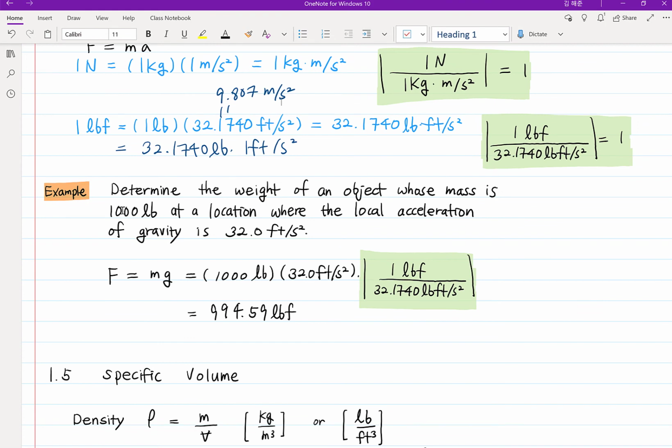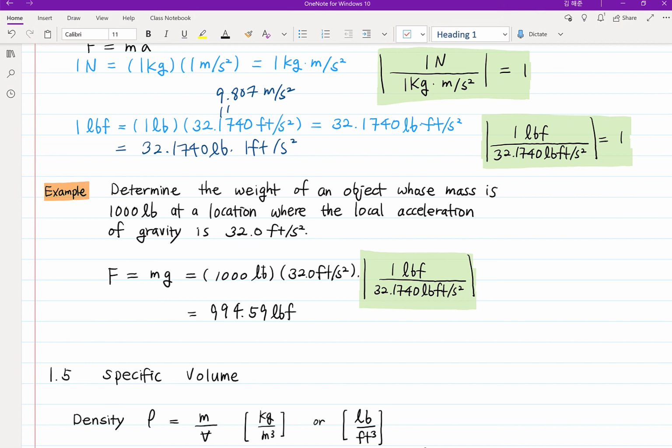Let's see an example. Determine the weight of an object whose mass is 1000 pounds. So mass is 1000 pounds mass, at the location where the local acceleration of gravity is 32 feet per second squared. So force is ma, or here g, gravitational acceleration. So mass times gravitational acceleration.